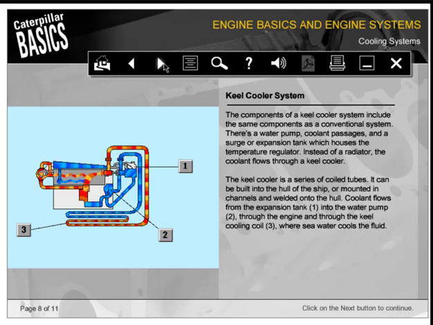Coolant flows from the expansion tank, number 1, into the water pump, 2, through the engine and through the keel cooling coil, 3, where seawater cools the fluid.